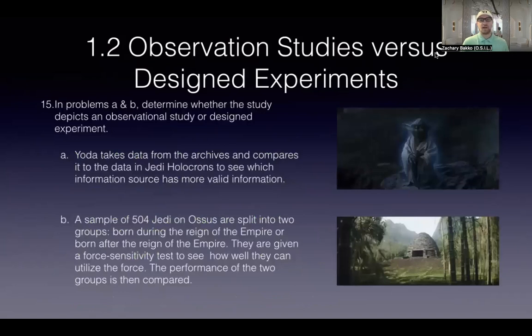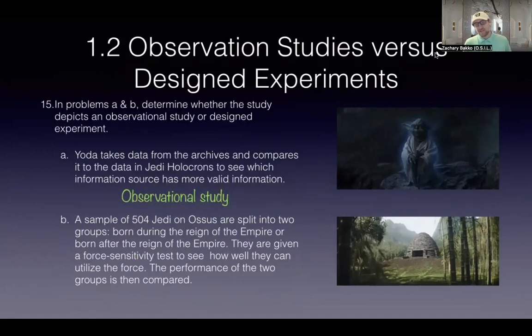Okay, so let's determine what is an observational study and what's a designed experiment within problems A and B. So letter A says Yoda takes data from the archives and compares it to the data in Jedi holocrons to see which information source has more valid information. So think of it this way, Yoda is not manipulating anything here. He's taking information from one source, taking information from another source, and then comparing them. So this would be the observational study.